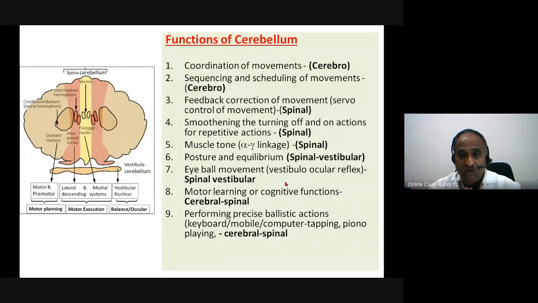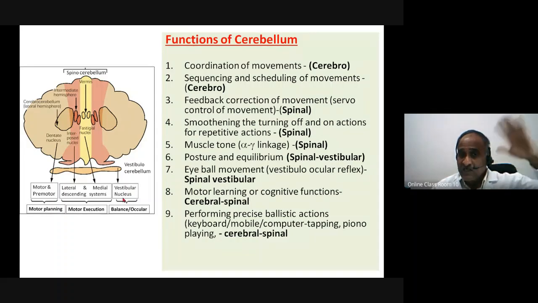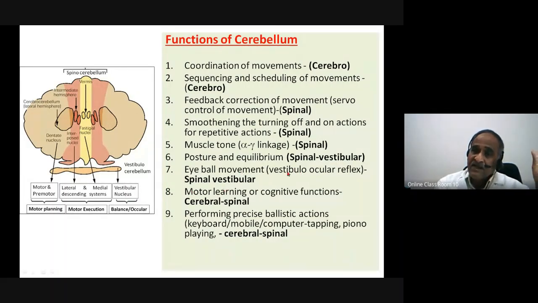This eyeball movement is called the vestibulo-ocular reflex. It is called that because it starts at the vestibular nucleus and then goes to the colliculus, and from the colliculus it goes to the third, fourth, and sixth cranial nerve nuclei and moves the eyeballs. So that part is the vestibulo-ocular reflex. It is for the eyeball movement. This again involves the spinal and vestibular system.